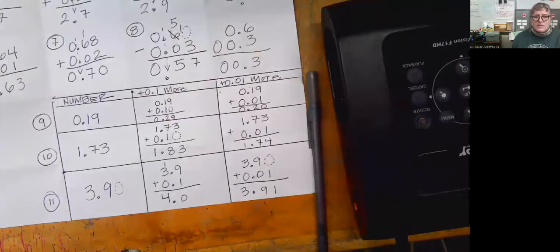Okay, so the trick with comparing decimals is that you always want to stack, you always want to line up the decimals. When you're trying to see if something's greater than or less than, and you're comparing them, you're not adding them, you're just saying which one's bigger and which one's smaller. Same thing. You always want to line up the decimals when you're doing that.